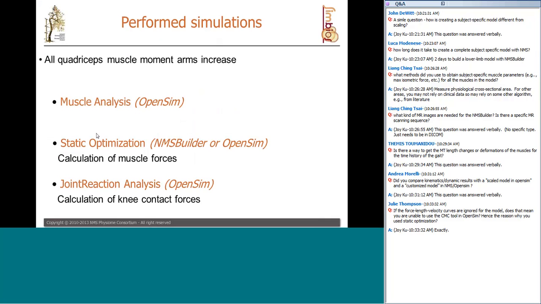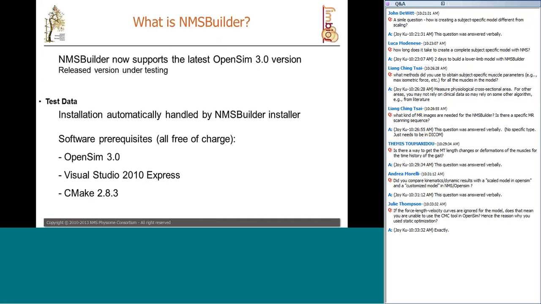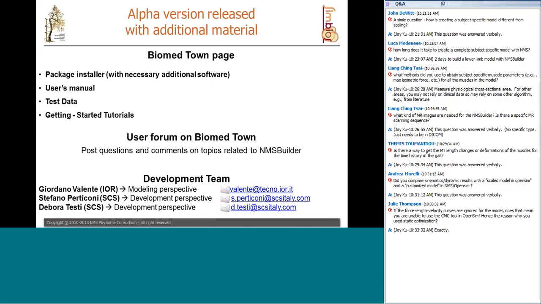Yeah, so basically in this slide, to summarize what we have distributed so far. First of all, I suggest to download the package installer, and you can already find the version integrated with the 3.0 OpenSim version. Download the user manual together with the test data and the Getting Started tutorial. And start playing with the software, according to your research problems.